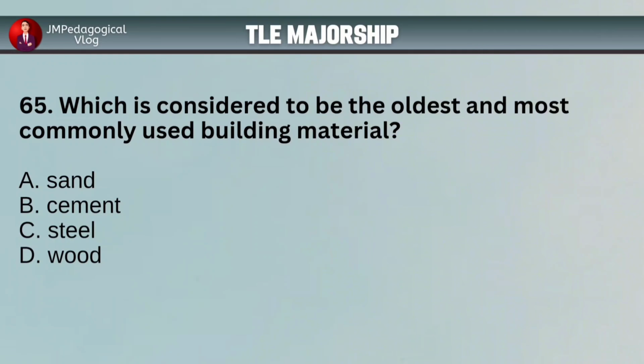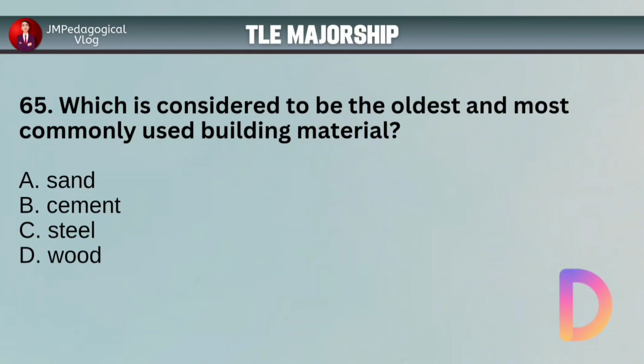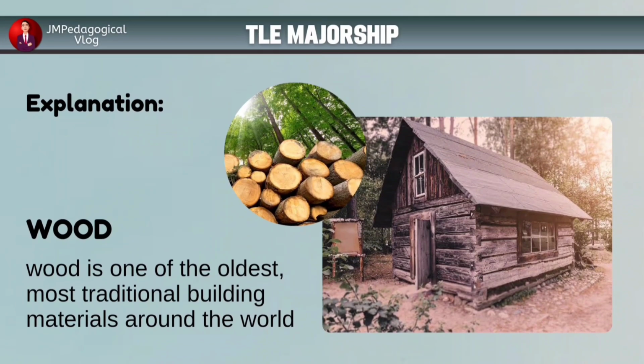65. Which is considered to be the oldest and most commonly used building material? A. Sand. B. Cement. C. Steel. D. Wood. D. Wood. Explanation. Wood is one of the oldest, most traditional building materials around the world.